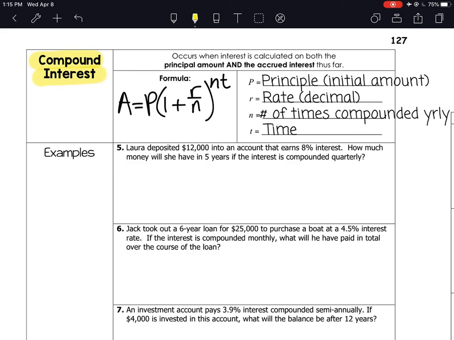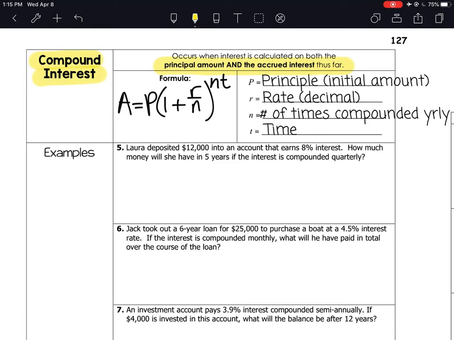Alright, so page 127 is all about compound interest. Compound interest occurs when the interest is calculated on both the principal amount and the accrued interest so far. That might be a little confusing to understand, but compound interest is, for example, if you put some money in the bank, let's say $100, you get some interest. And compound interest means you keep getting interest on top of your money.